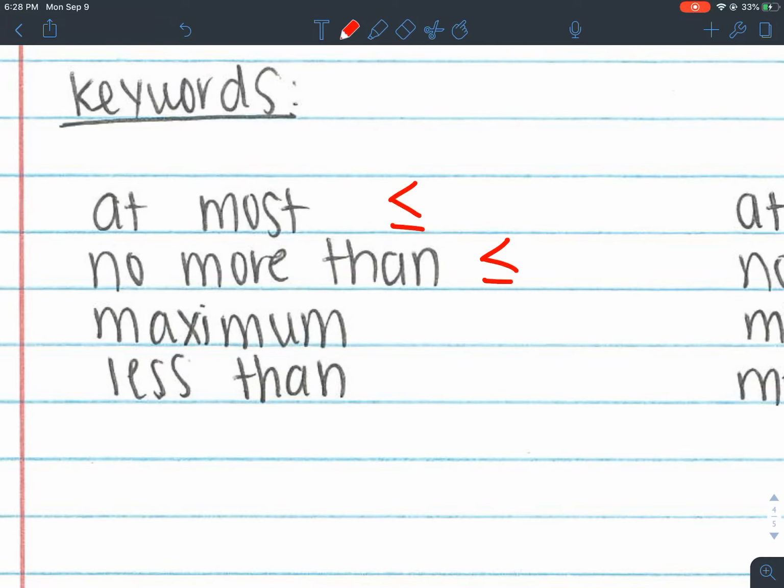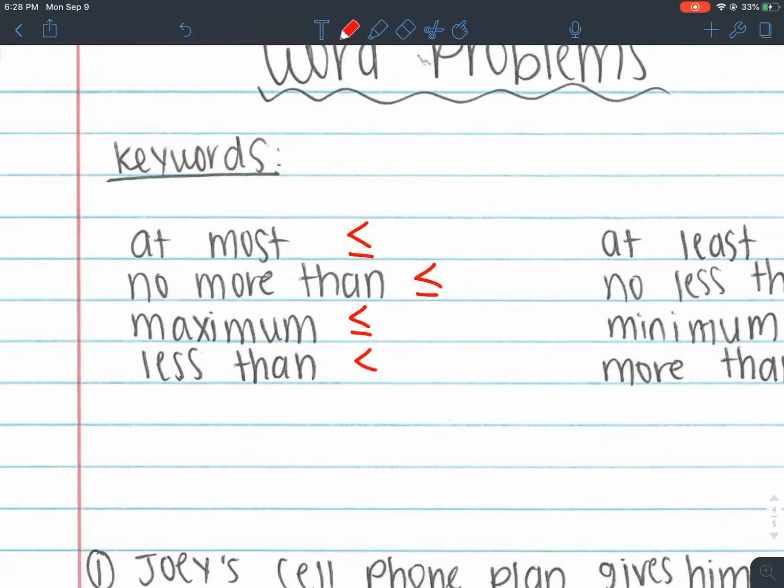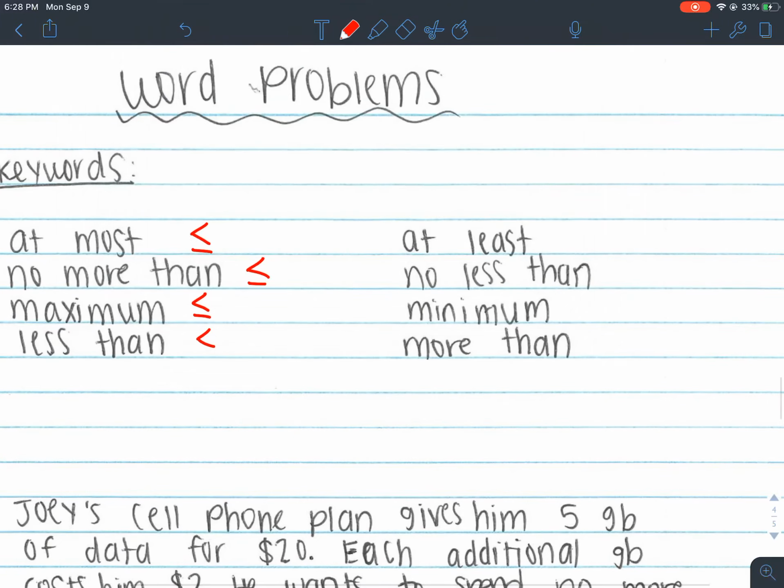Maximum is the same thing. A plane can hold a maximum of 5,000 pounds, so it can hold 5,000 pounds or less. And then less than is just going to be a less than without an equal to line, because if I say less than, I want strictly less than that. So if I say less than 5, I can't be 5. It has to be a number less than 5.